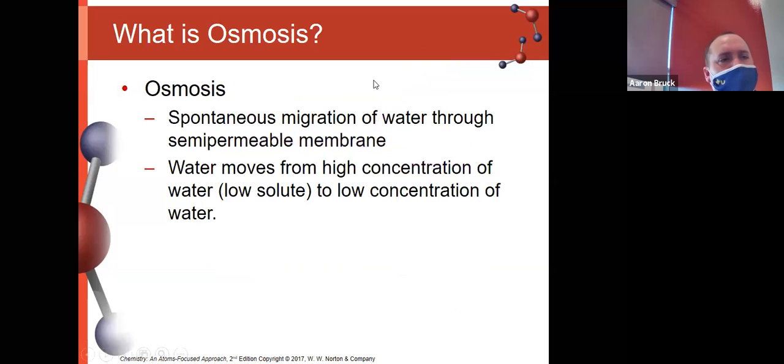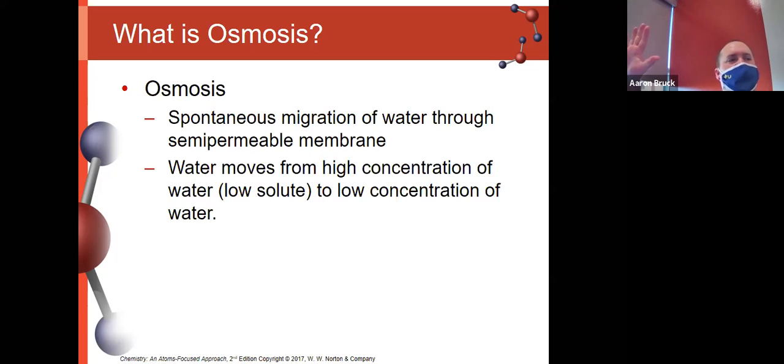All right, so let's move into our last colligative property. And that last colligative property is something called osmosis. Now, if you're in biology class, or if you remember from high school, you've heard of osmosis. Osmosis is the transfer of water across a semi-permeable membrane from an area of high concentration to low concentration.